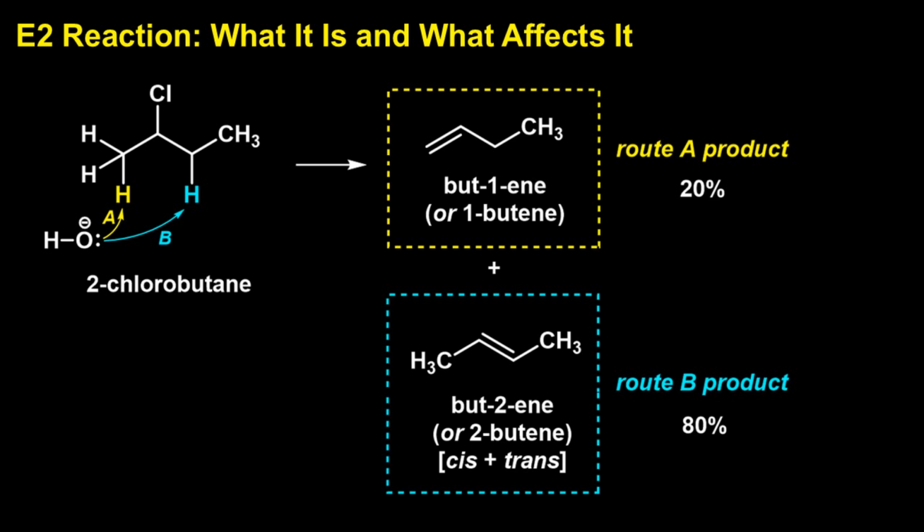One more quick note, 2-butene exists as cis and trans isomers, and the trans isomer usually dominates due to less steric hindrance and greater stability.